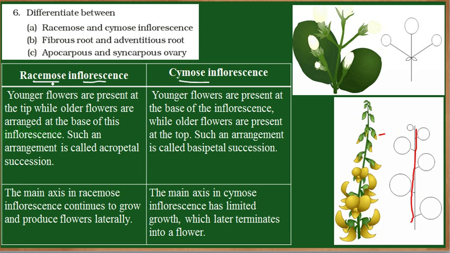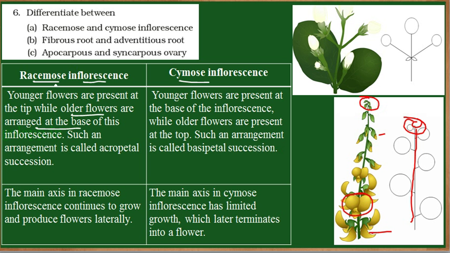So in case of racemose inflorescence, here, the tip of the stem, this is the tip. It does not have any flower. It does not end with a flower. And all the older flowers are present at the base. So these are bigger and older flowers, they are present at the base. Young and new flowers are present at the tip. So here we can see the older flowers are arranged at the base and new young flowers are present at the tip. So such arrangement is called racemose inflorescence.